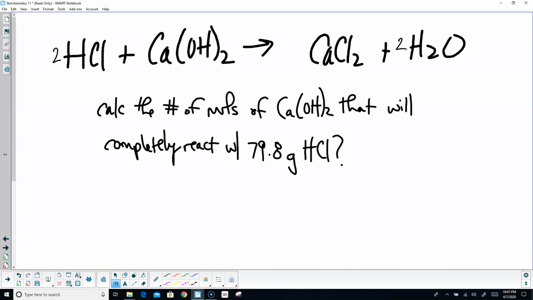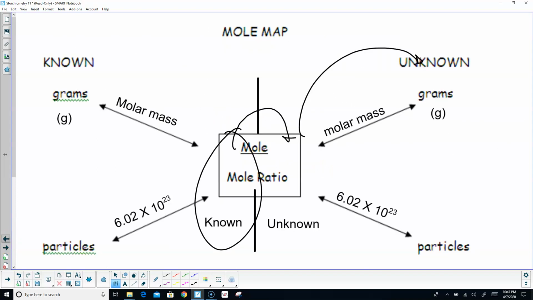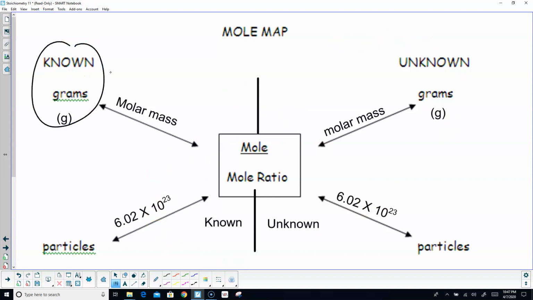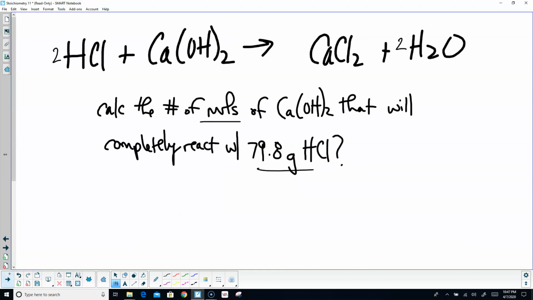Okay, in this one, I know the grams and I'm going to moles. So I'm starting with grams, I'm going to moles. So if I'm going from grams to moles, let's go back and look at our map. Well, it's just the opposite of the one we just did. So we're starting here at grams. So we do the molar mass first, then the mole ratio. 2 steps, it's just reverse from the other one, so not a big deal. Let's see, start with what we know.